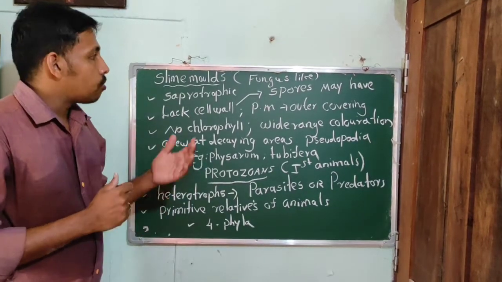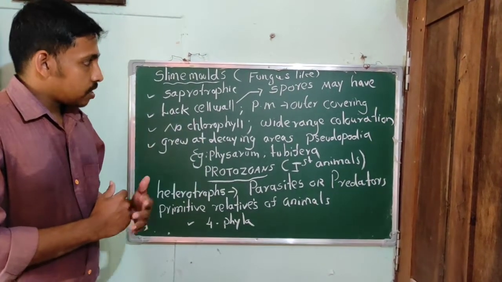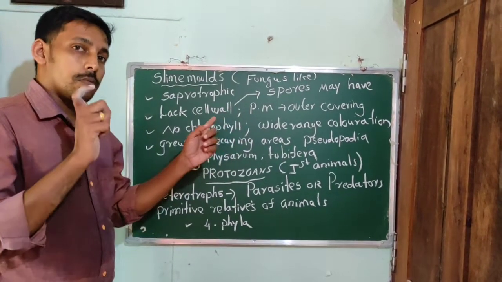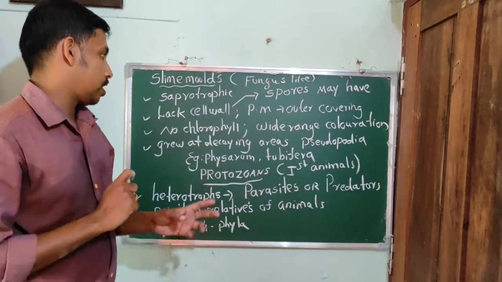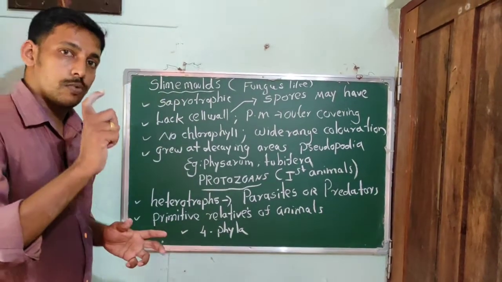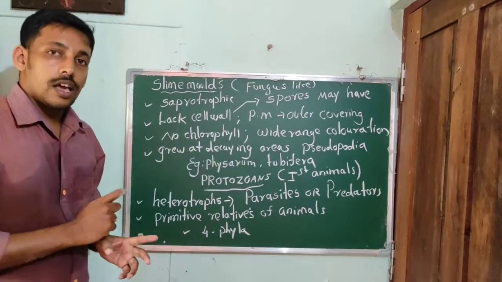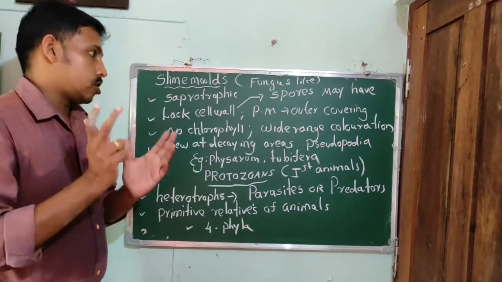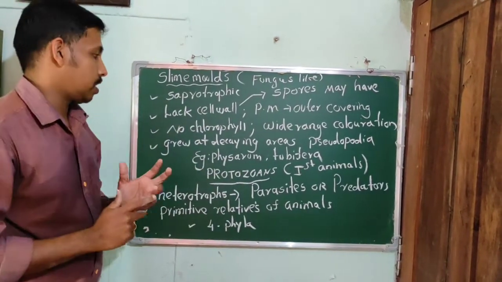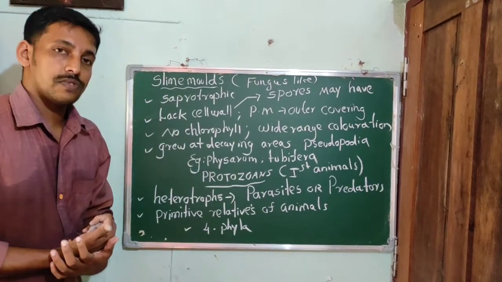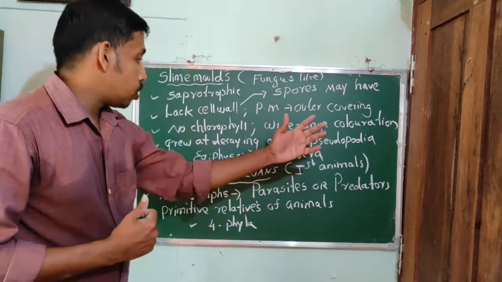They lack a cell wall, but their spores may have a true wall. In them, the plasma membrane only forms the outer covering. So their outer covering is what? Plasma membrane, and they do not have a cell wall, but their spores may contain a true wall. They do not have chlorophyll, they show a wide range of coloration, and they grow at decaying places, decaying areas. We can see these slime moulds, and they perform locomotion by using pseudopodia.